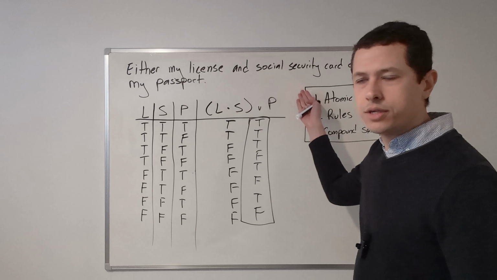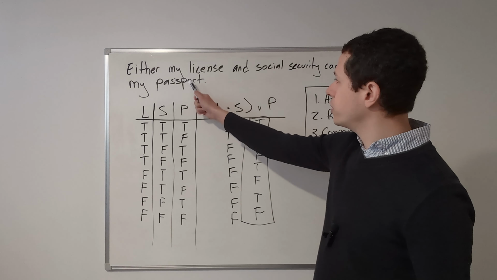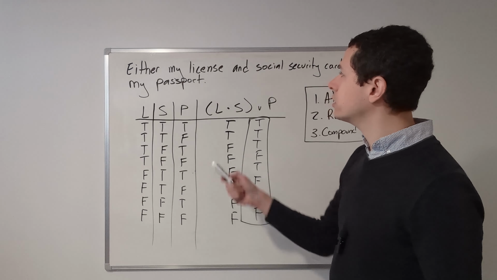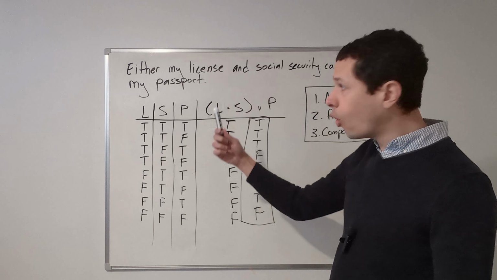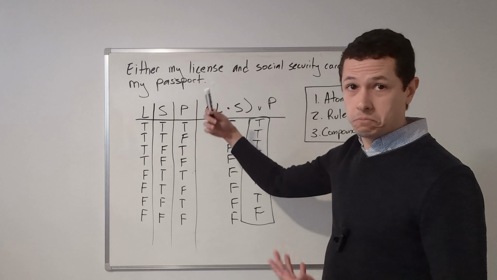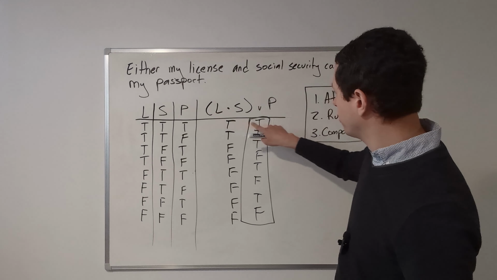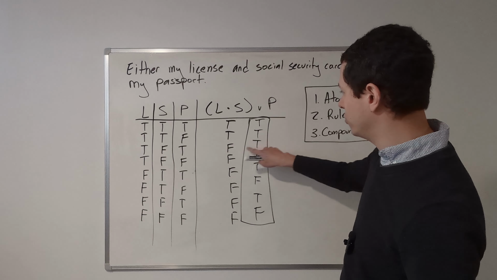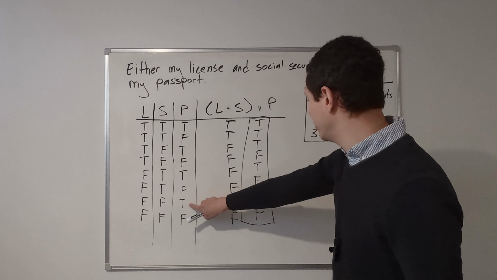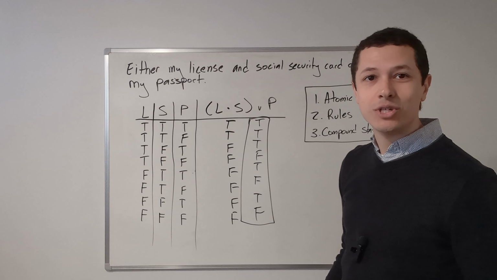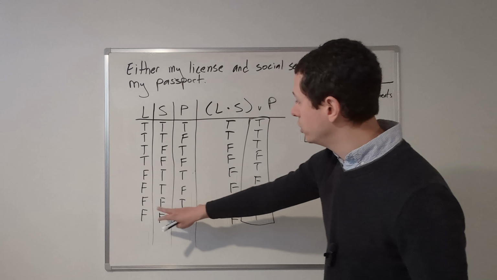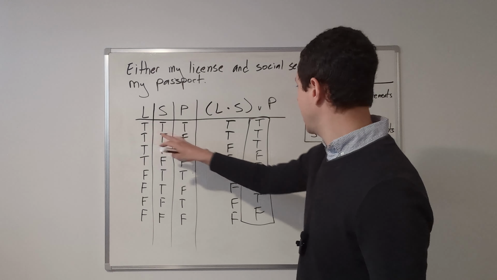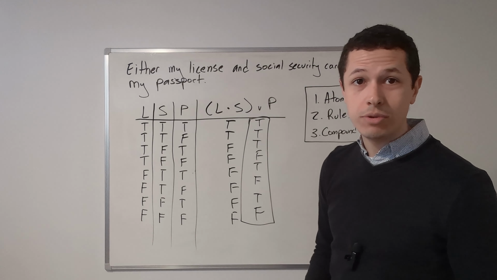And that's exactly what this thing is expressing. In fact, if you just bring your passport, you should be in the clear. So what you need is either your license and social security card or your passport. Let's see if that's true. Bring your passport, you're good. Every single scenario in which you brought your passport, you're in the clear. If you fail to bring your passport, you're going to have to bring both your license and your social security card in order to be in the clear.